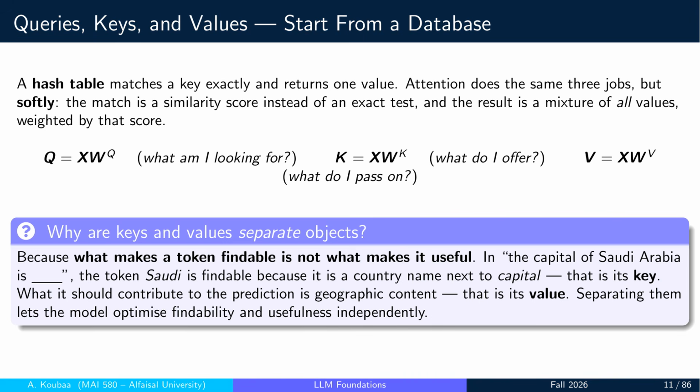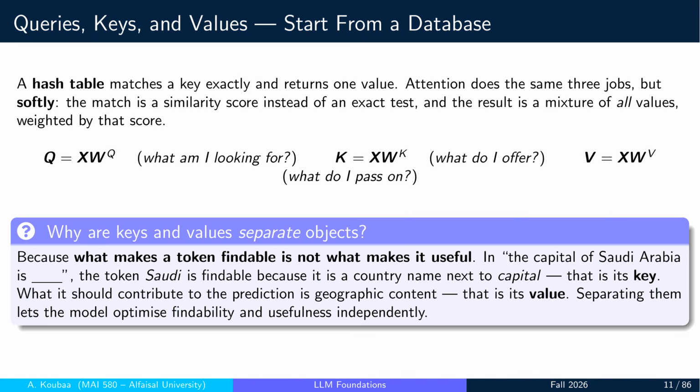Because what makes a token findable is not what makes it useful. Take the example on the slide. The capital of Saudi Arabia is, and then a blank. The token Saudi is findable because it's a country name next to the word capital. That's its key. What it should contribute to the prediction is geographic content. That is its value. Separating them lets the model optimize findability and usefulness independently.